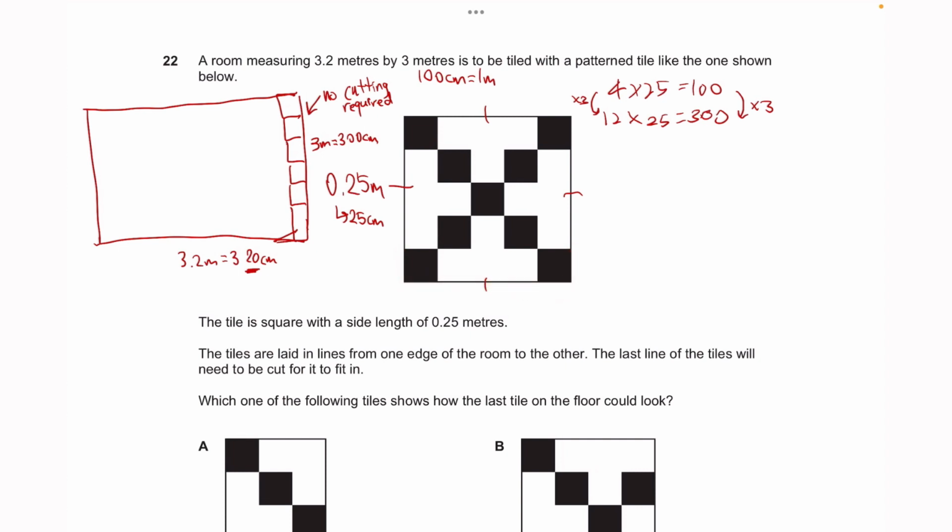So we need to find out how much of the tile needs to be cut to fit into this last section. And so we're going to break this down. If this whole thing here is 25 centimeters, and we've got 1, 2, 3, 4, 5 identical little squares within, we should be able to see that each section is actually 5 centimeters. 5, 10, 15, 20, 25.